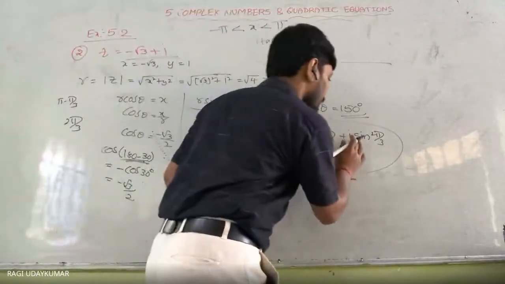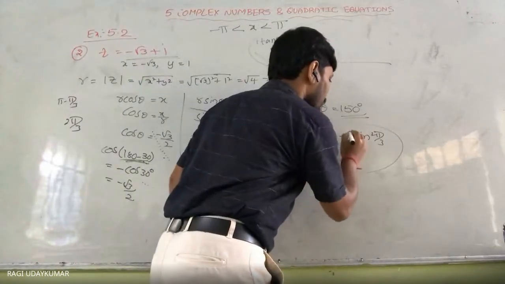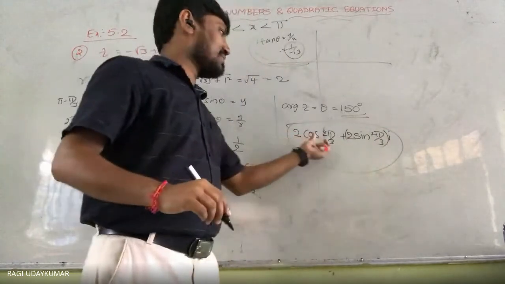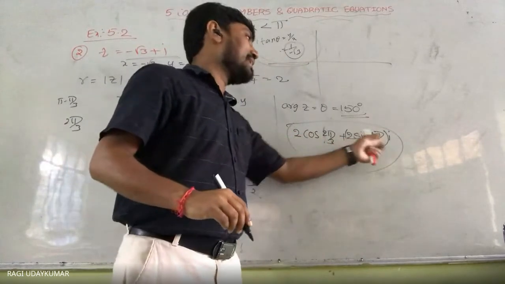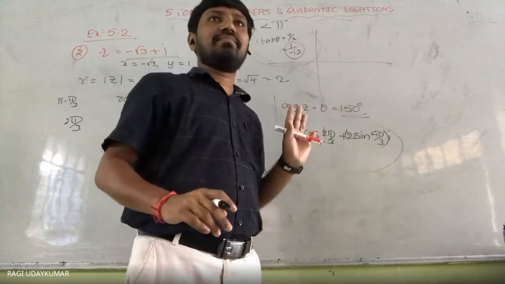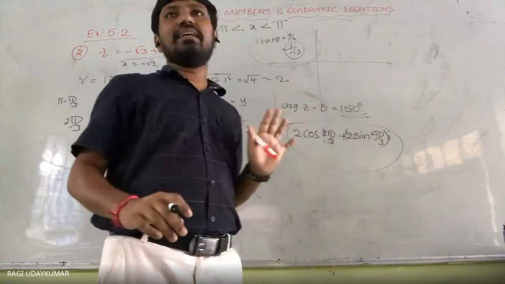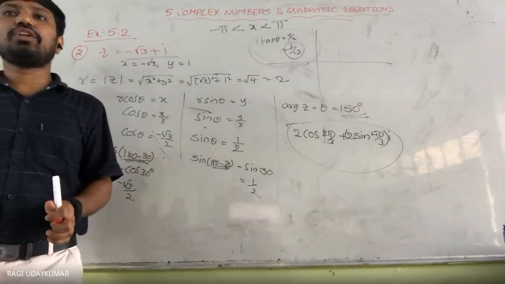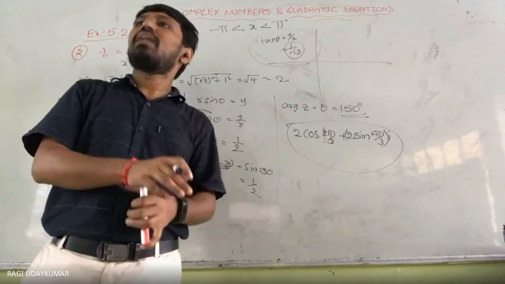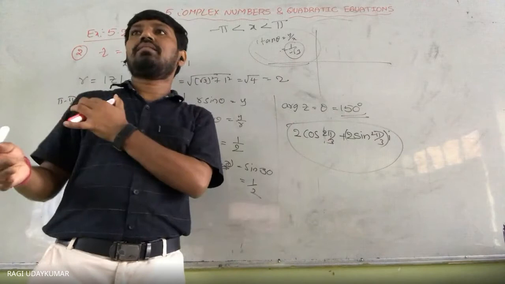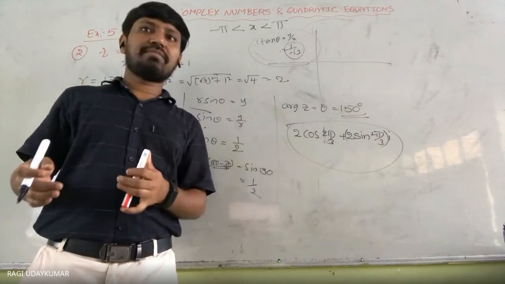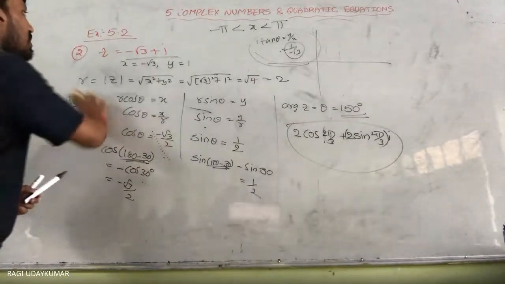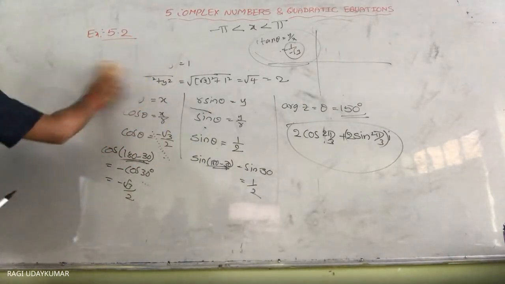Sorry, 2 into. R cos theta plus i into R sin theta. Theta is what? 2 pi by 3, or 150 degrees. Like that, any complex number, if it is given to you, you can write in polar form in this way. You can write in polar form, right? Okay, let us see the remaining problems also. Quickly complete them and check.